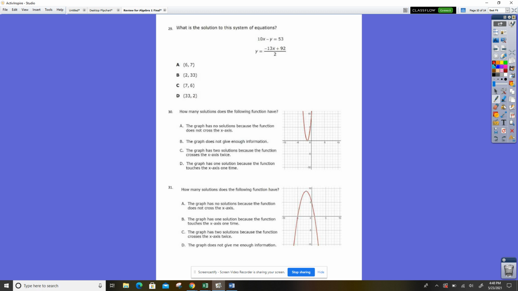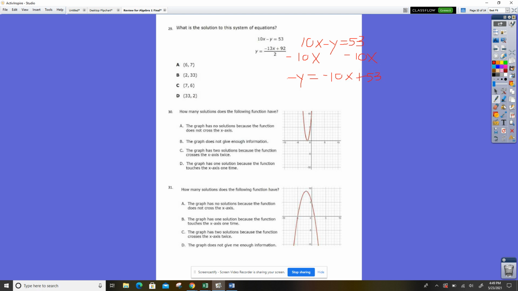So what I'm going to do here is show you how to graph this so you can find a solution. In order to be able to graph, we have to get y by itself. If you notice, we have y by itself in the second equation, but not the first. So I'm going to get y by itself in this first equation. To do that, the first thing I need to do is subtract this 10x to the other side because I want y to be the only thing there. So that gives me -y is equal to -10x plus 53.